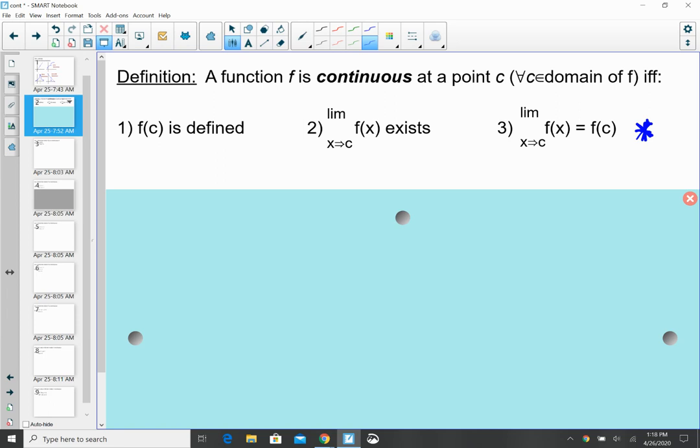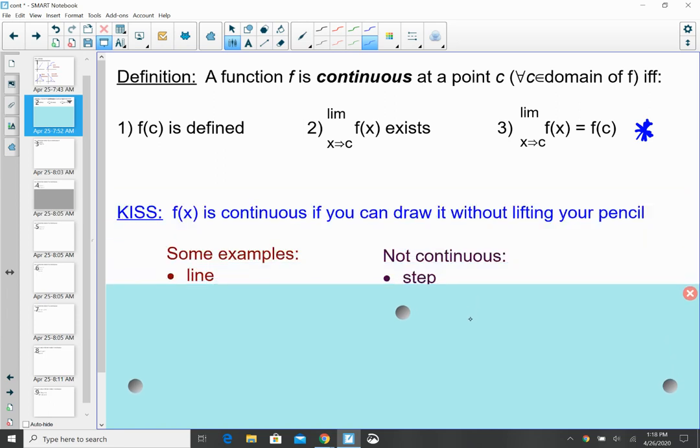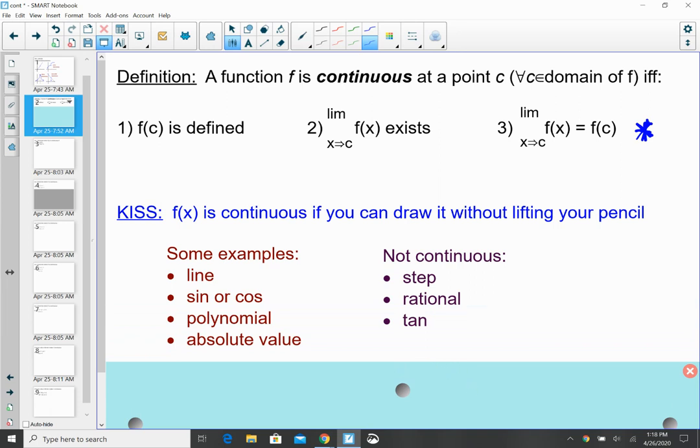So what kinds of things are continuous? I showed you some pictures before of things that aren't continuous. A line, the sine or cosine function, a polynomial, an absolute value function are continuous. I said that backwards earlier. Something that's not continuous would be a step function, or the rational functions. You might remember them. They were the hyperbolas we drew earlier in the year, the things that look like this. The tangent graph is also not continuous everywhere.